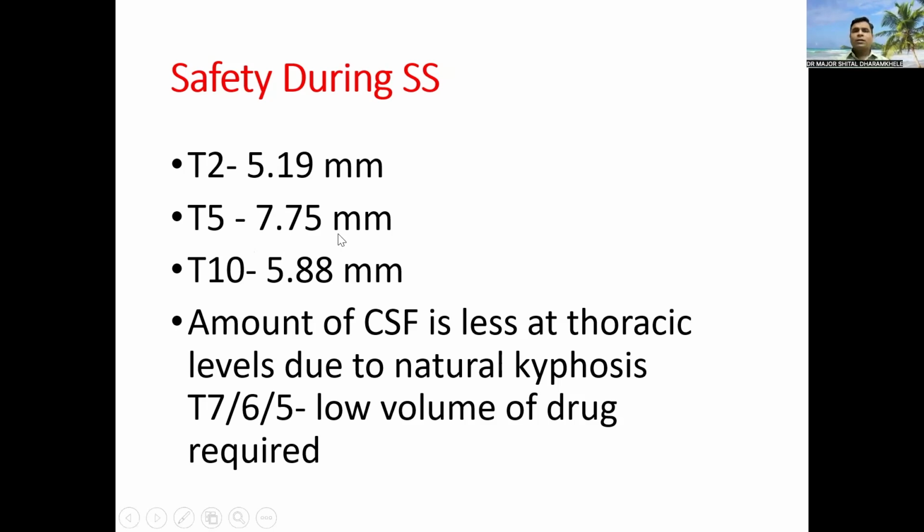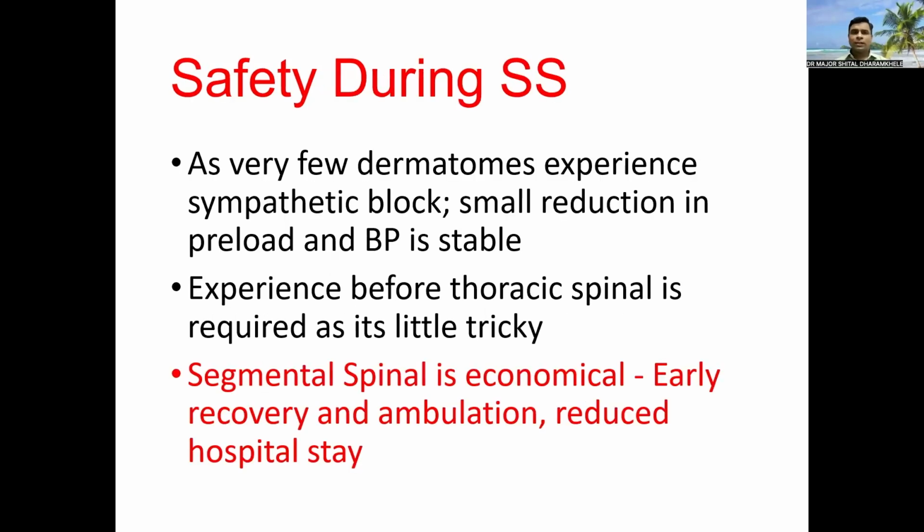Also, the amount of CSF is less at the thoracic level due to the natural kyphosis of the human spine, at T7, T6, T5. So due to the low CSF volume, a low volume of drug is required to anesthetize these dermatomes. So what is the safety? As a few dermatomes experience a sympathetic block, there is only a small reduction in preload, and blood pressure is mostly stable in segmental spinal.